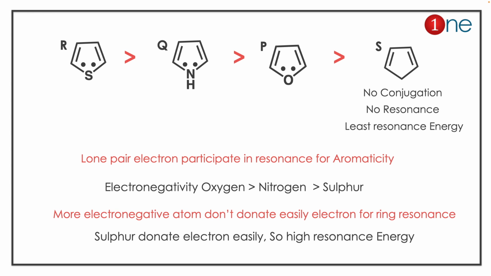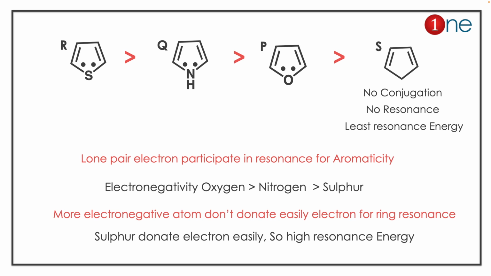R is more stabilized by resonance, because if you look at the electronegativity, oxygen is higher, then nitrogen, then sulfur is least. A more electronegative atom does not donate electrons easily, because the electrons are participating in the ring resonance. So the atom reluctantly participates if it has high electronegativity. So sulfur donates easily and nitrogen doesn't donate effectively. So if you look at the order, it is against the electronegativity. So sulfur is more resonance stabilized, then nitrogen, then oxygen.